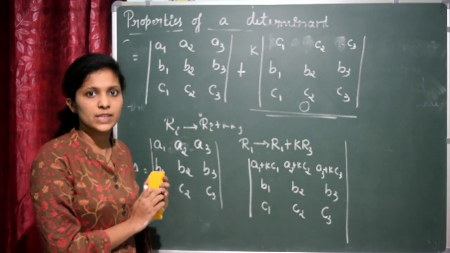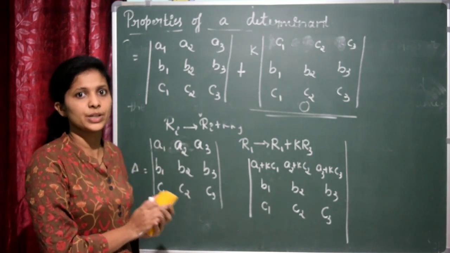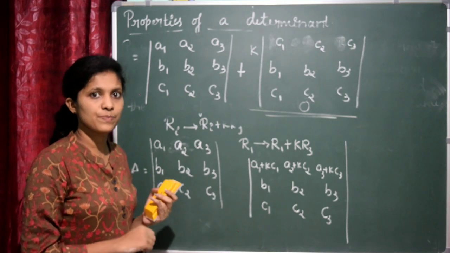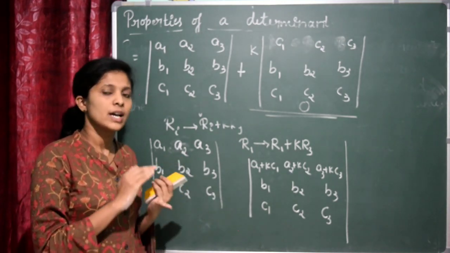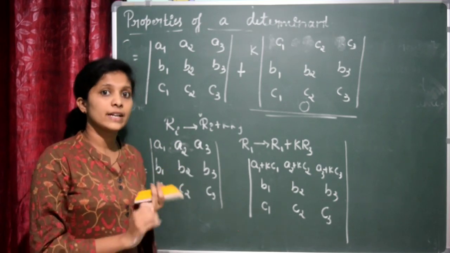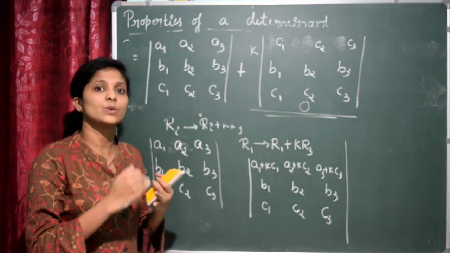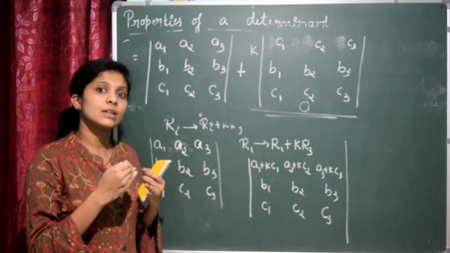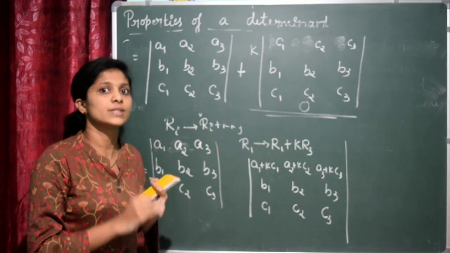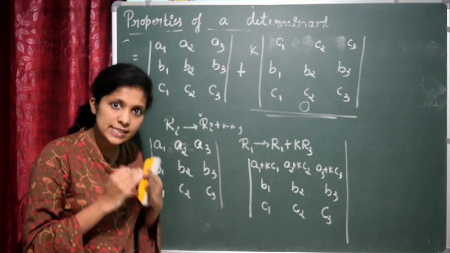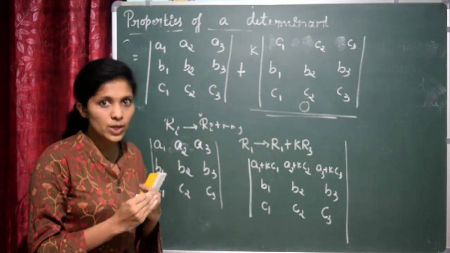Remember this, all the 6 properties. These properties are very important to solve the problems. First one, you can interchange, I mean transpose. You can do this transpose, the determinant will be same. Second one says that if you interchange any 2 rows or columns, then the determinant will be changed by its sign. If any 2 rows or columns are identical, I mean if it is same, then the determinant will be equal to 0.